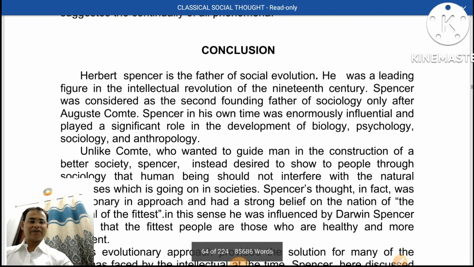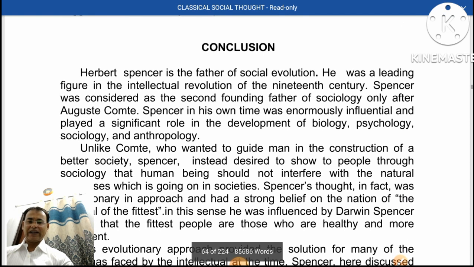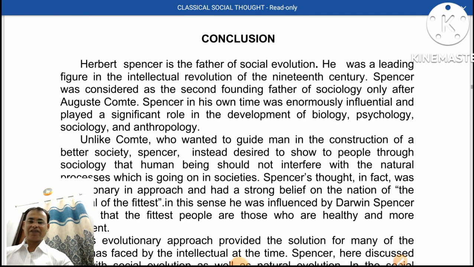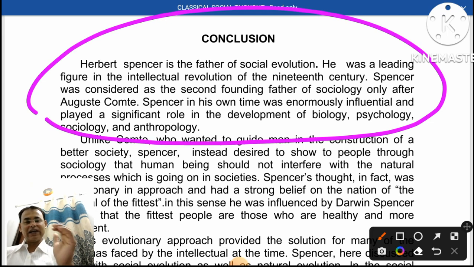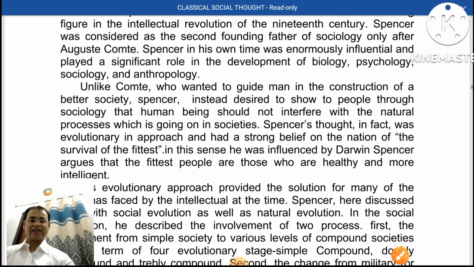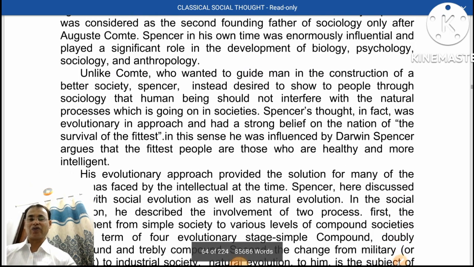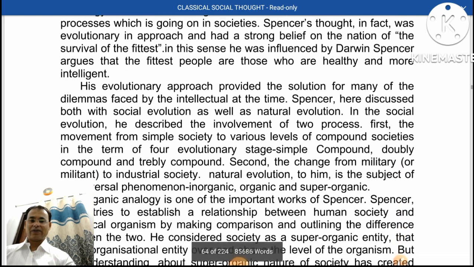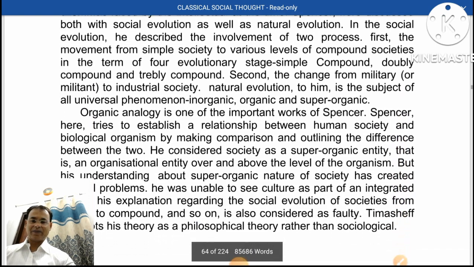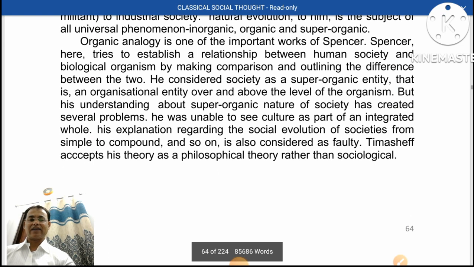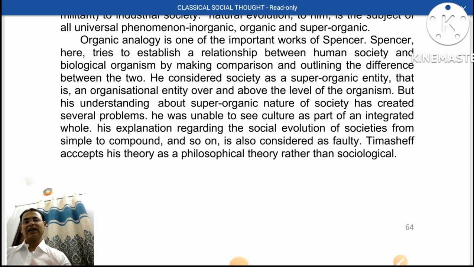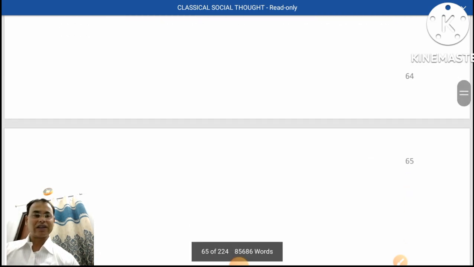Herbert Spencer is the father of social evolution. He was a leading figure in the intellectual evolution of the 19th century. Spencer was considered the second founding father of sociology, only after Auguste Comte. Spencer in his own time was enormously influential and played a significant role in the development of biology, psychology, sociology and anthropology. As discussed earlier, organic analogy is one of the important works of Spencer. Here he tries to establish a relation between human society and biological organism. So this was Herbert Spencer.